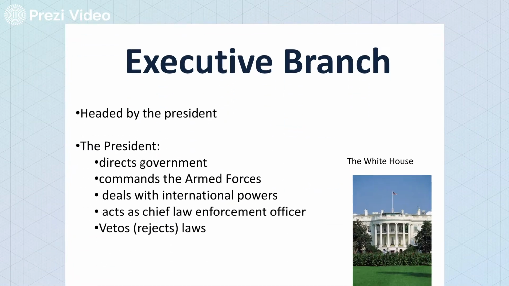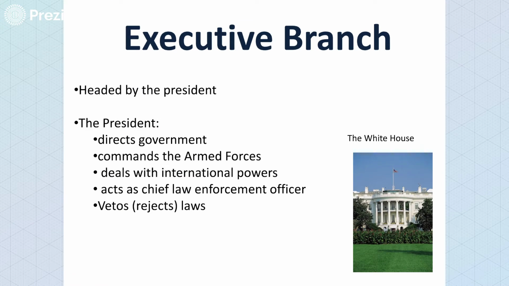The first one is the executive branch. The executive branch is headed by the President of the United States. The President directs government, commands the armed forces, deals with international powers, acts as chief law enforcement officer, and has the power to veto, which also means to reject laws that come to him. So the job of the executive branch is to enforce laws, the laws of the Constitution, federal laws, and to ensure that state laws are not going against federal law.